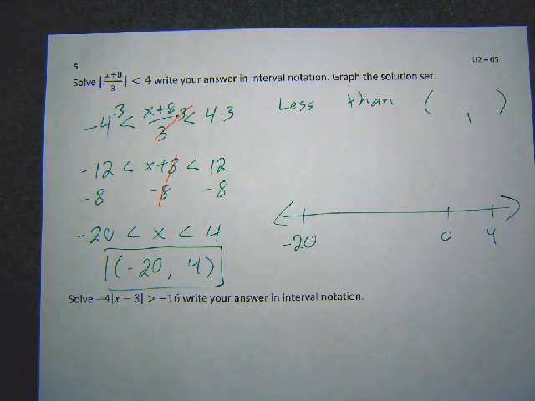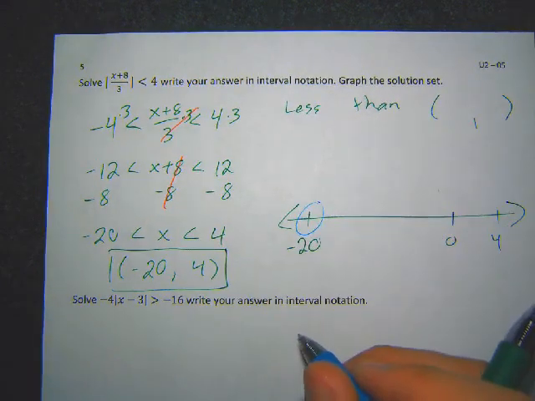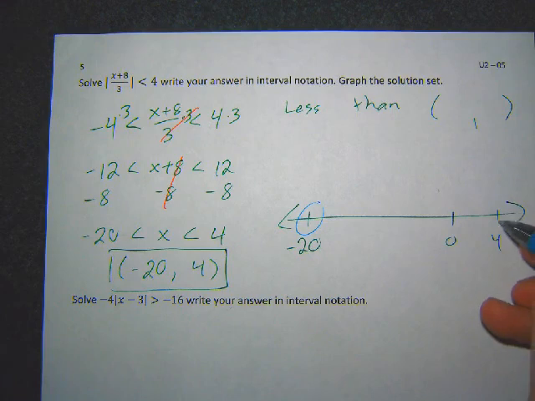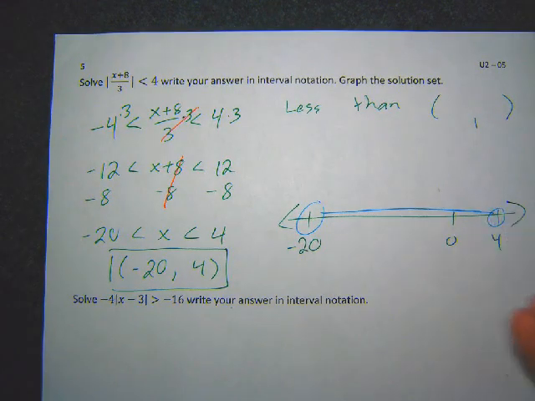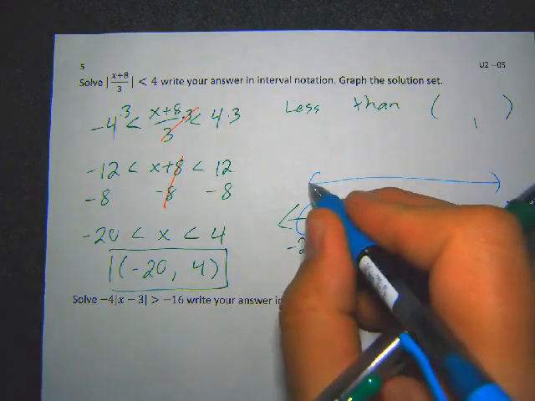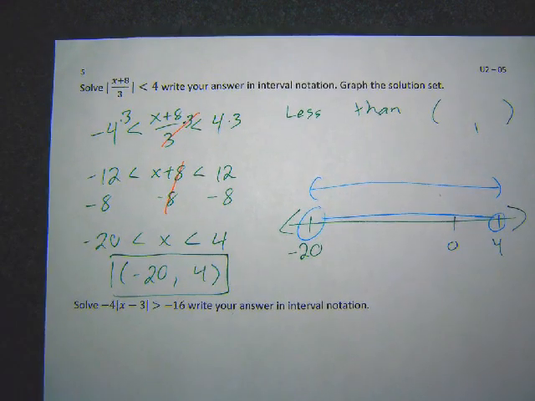And to graph this on a number line, we're just going to have a parentheses or an open circle at negative 20, and a parentheses or an open circle at 4, and then we're going to connect them. And so it would look something like this, or if you use parentheses, it would look like this. So that would be how this number line looks, because when you're doing less than, you're doing the stuff in the middle, not the stuff at the end.